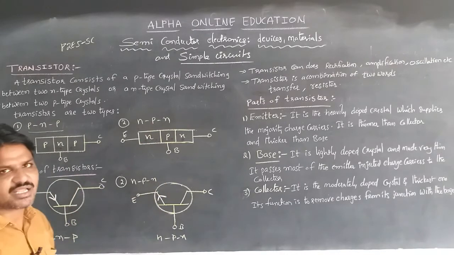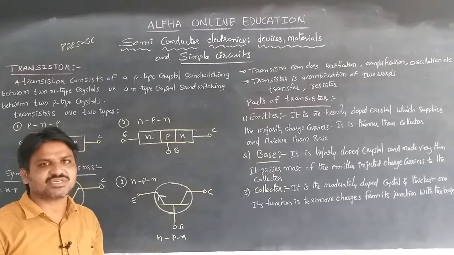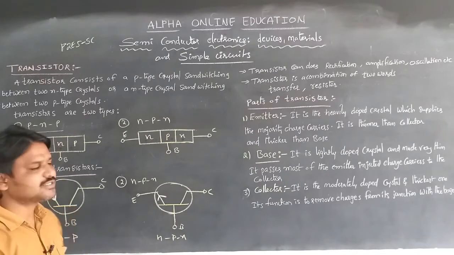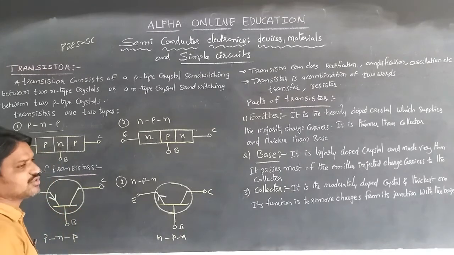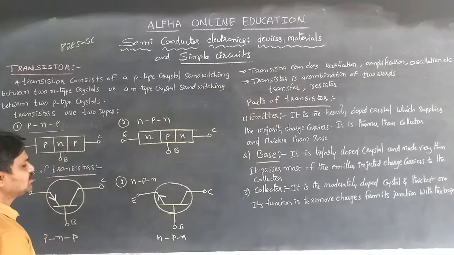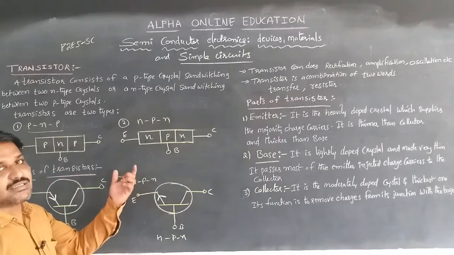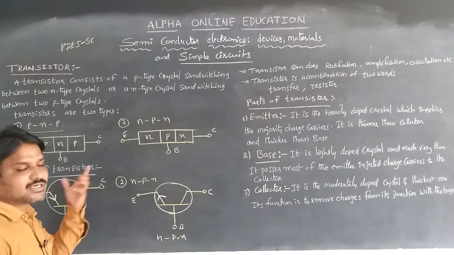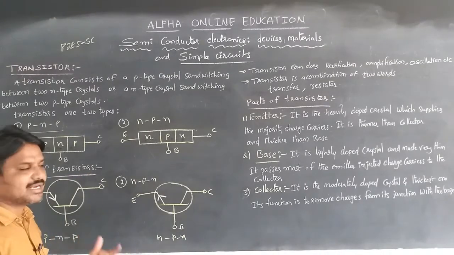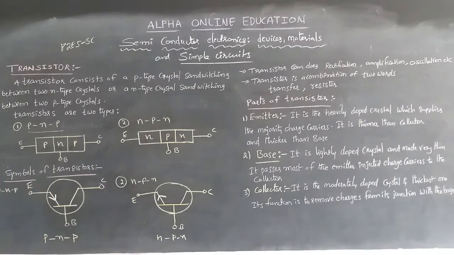A transistor can do amplification, oscillation and rectification. That's why we can say a transistor can do much more, and it is used widely in electronic devices. Here are the symbols of the two transistors, PNP and NPN. This is the PNP transistor.